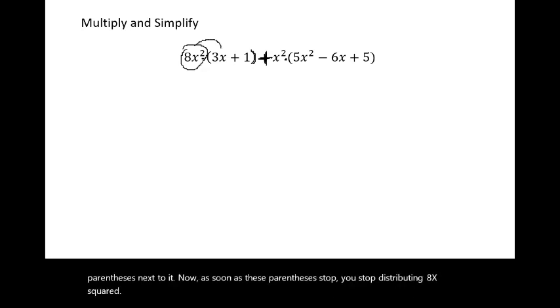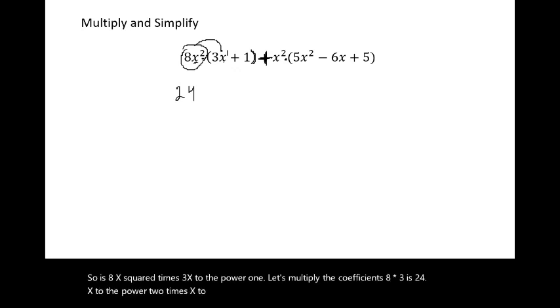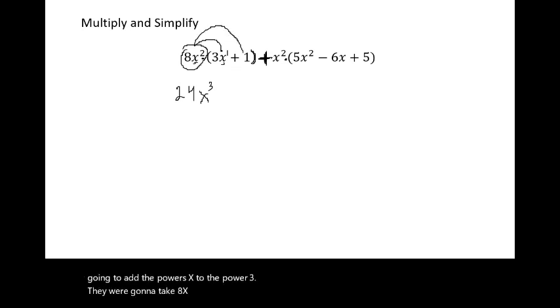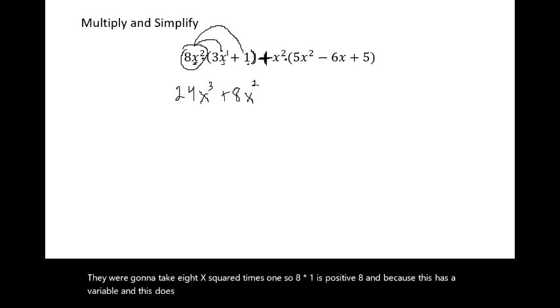So 8x squared times 3x to the power 1, let's multiply the coefficients. 8 times 3 is 24. X to the power 2 times x to the power 1, because these two variables are the same, we're going to add the powers, x to the power 3. Then we're going to take 8x squared times 1. So 8 times 1 is positive 8. And because this has a variable and this does not, you're just going to leave the x squared alone.